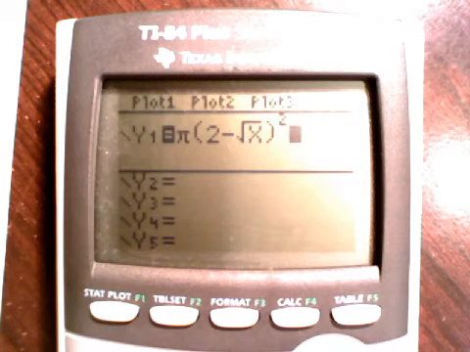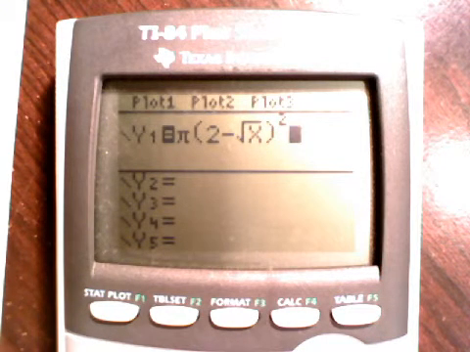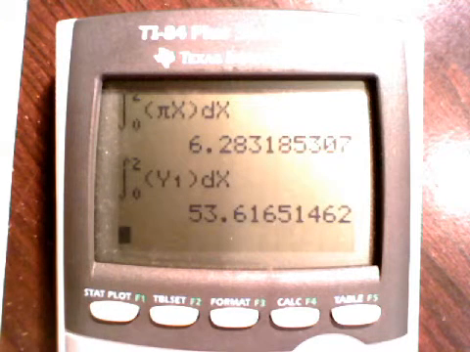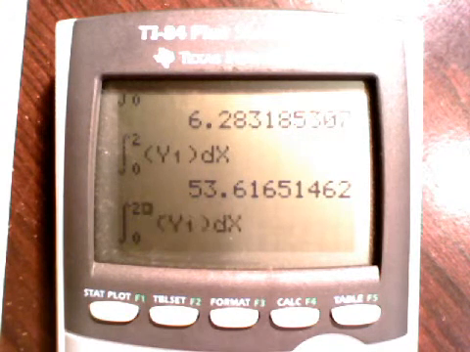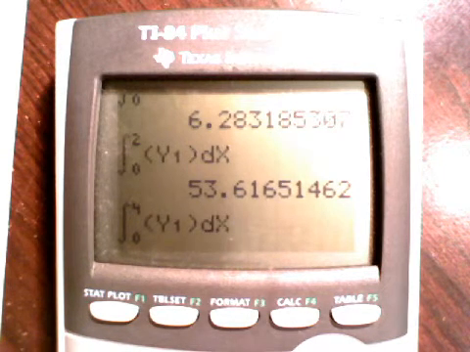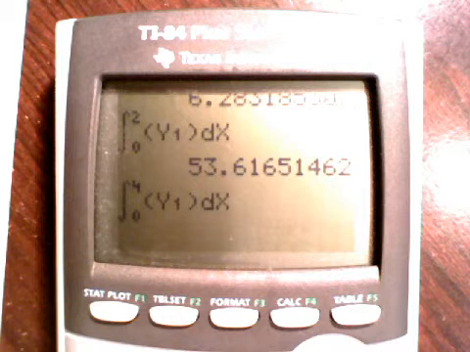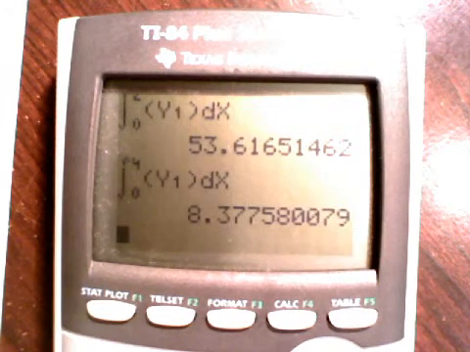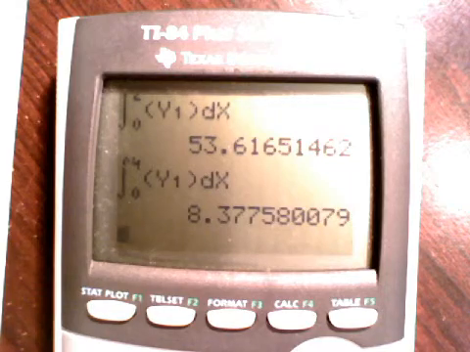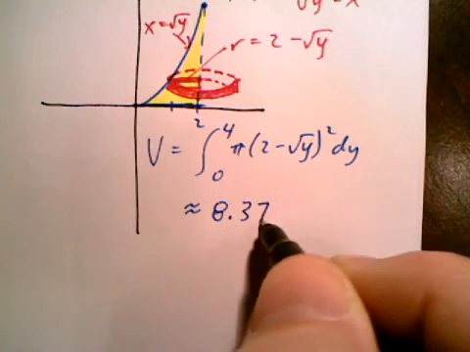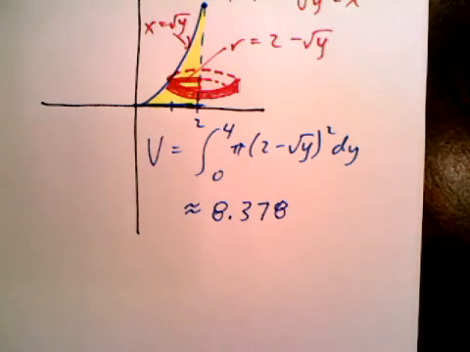This is where you can evaluate. Am I getting this right? Pi times 2 minus radical x squared. Okay, quit that. And then we can do second entry. We go back and change the limits of integration, and then you're good. And you get the final answer now. I hope we're good. I won't have to do this one again. 8.378. Okay, there you go.